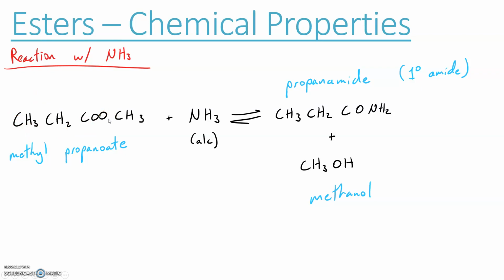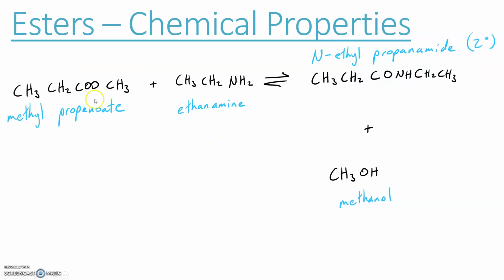Now it's a little bit more complex, this part, but the methyl takes one of these oxygens, so the CH3O is becoming the methanol, and we're adding NH2 to the rest of it. So you can see here we get the same as we've got over here, minus one of these oxygens, with NH2 on it, and that would be propanamide, so it's a primary amide.